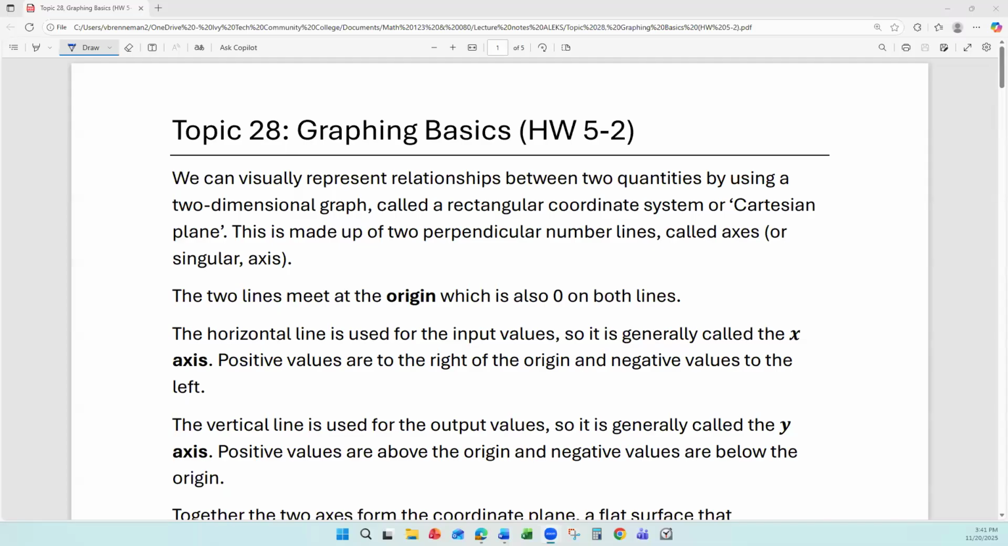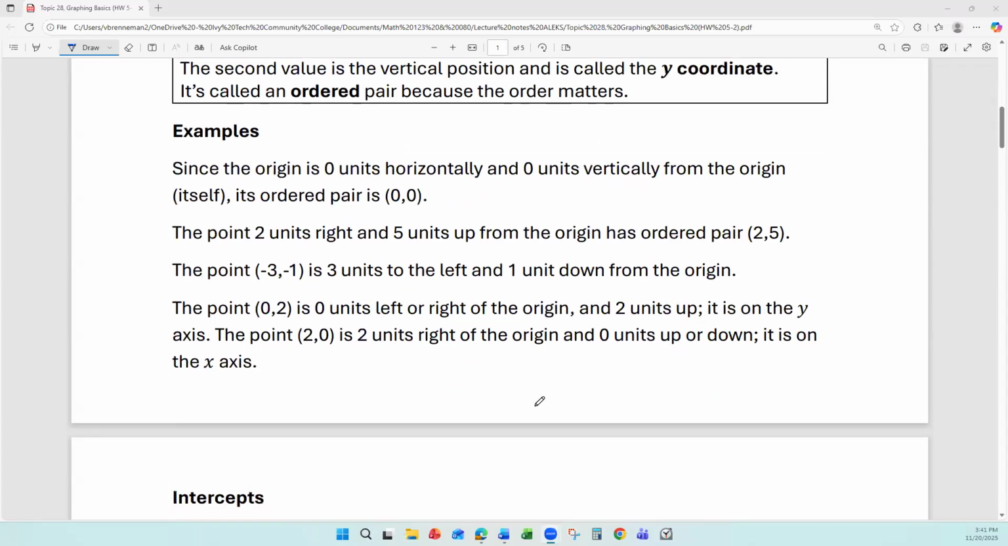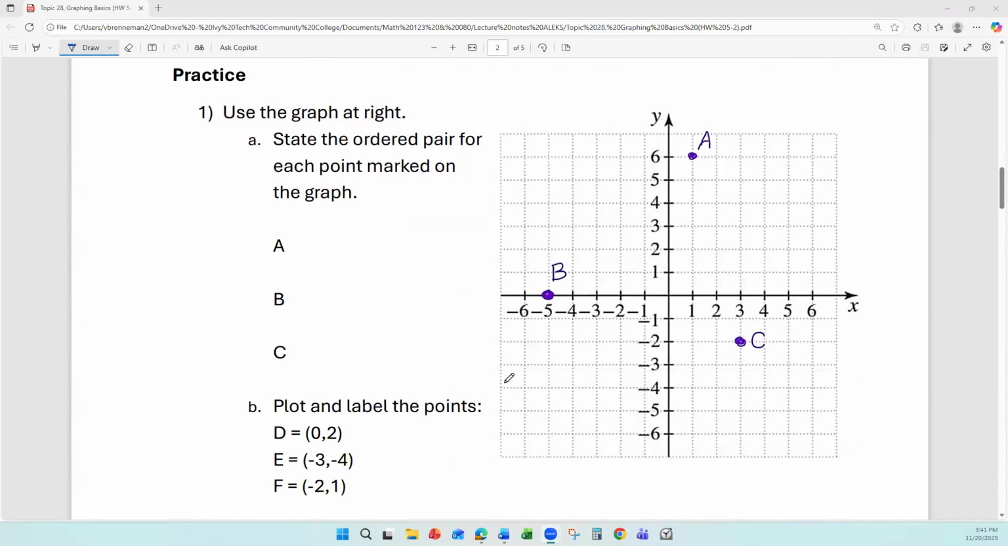This video is over the practice questions for topic 28, graphing basics. So again, read the information about axes and ordered pairs and so on, and intercepts. But we're going to look at identifying ordered pairs and plotting ordered pairs.